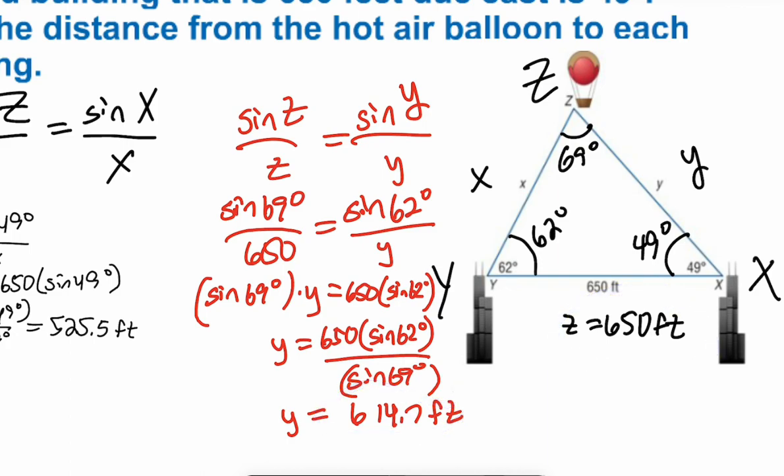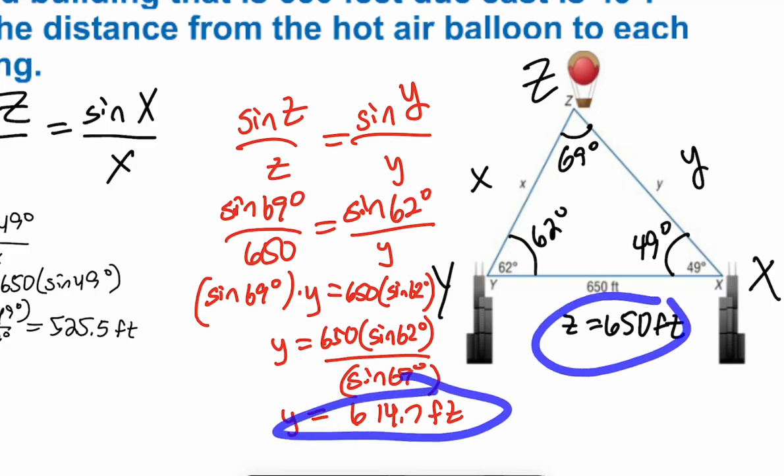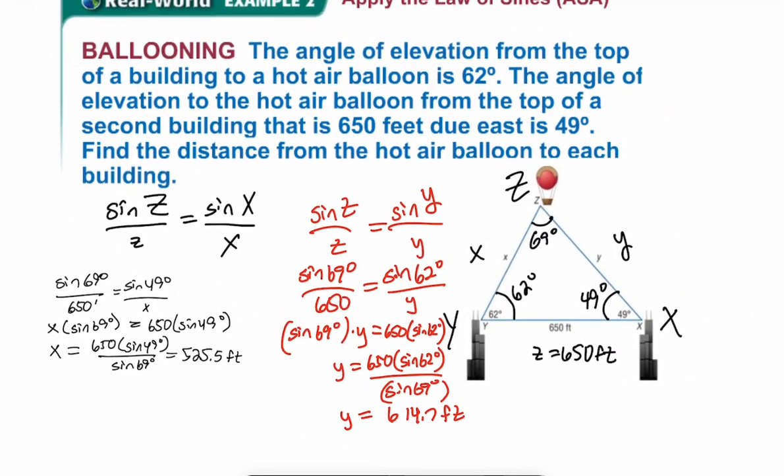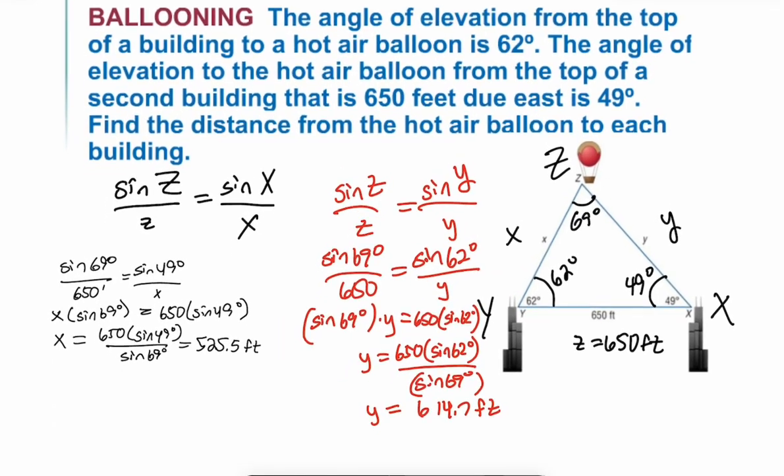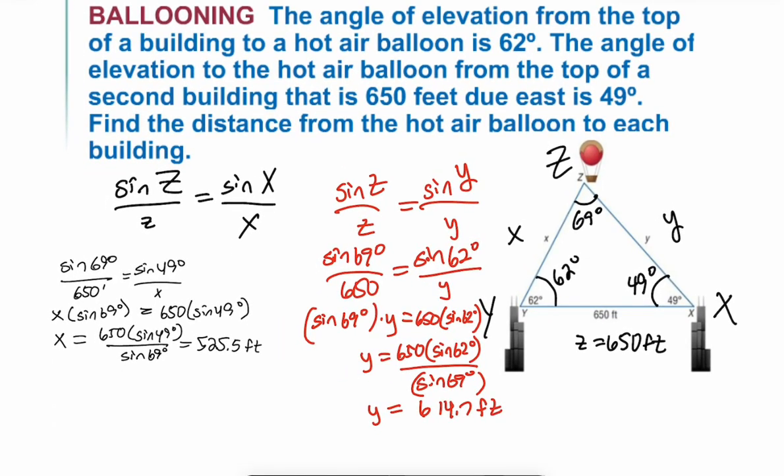Okay, so let's go over what we found. We found x is our smallest side, 525. It was across from 49. These two are pretty close. Their values were pretty close, 614.7 and 650. So that is how you apply the law of sines to more of a word problem, okay? Be careful. Don't jump to SOHCAHTOA or Pythagorean unless it's a right triangle. And these ones will not be right triangles.